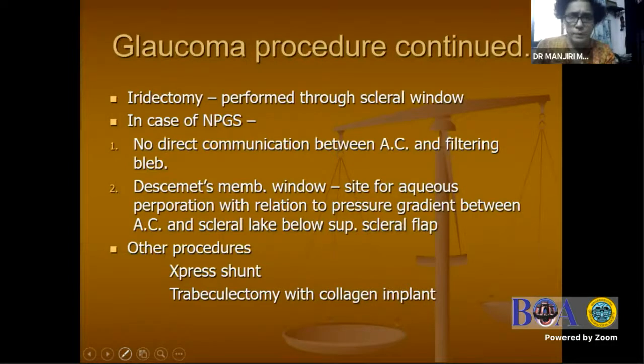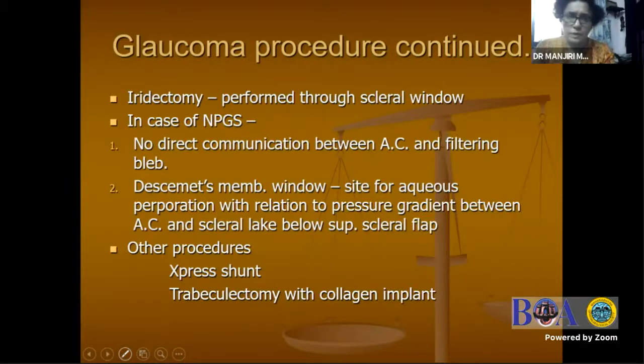Then EBI is performed through the scleral window. In case of NPGS, this step is not done because there is direct communication between the anterior chamber and the filtering blade through Descemet's window. It is a site for aqueous percolation with relation to the pressure gradient between the anterior chamber and the scleral leg below the superior scleral flap.